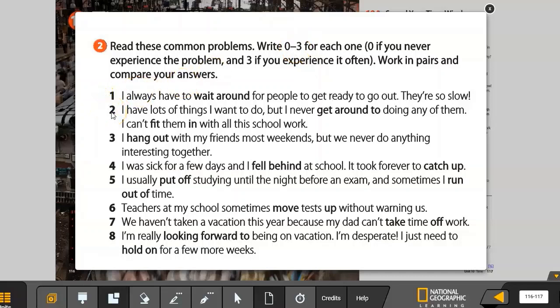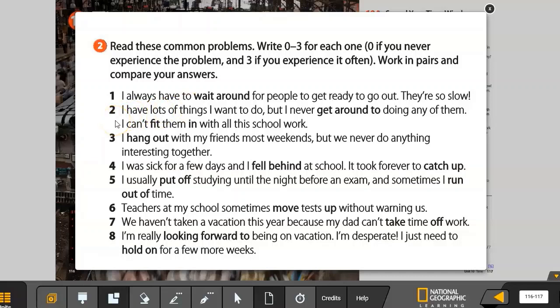Number 1, I always have to wait around for people to get ready to go out. They are so slow. Okay, we have this. Okay, notice that we have some phrases involved. In this case, wait around. Okay, it's kind of easy to understand. We are going to go deeper to these phrases. So wait, guys.